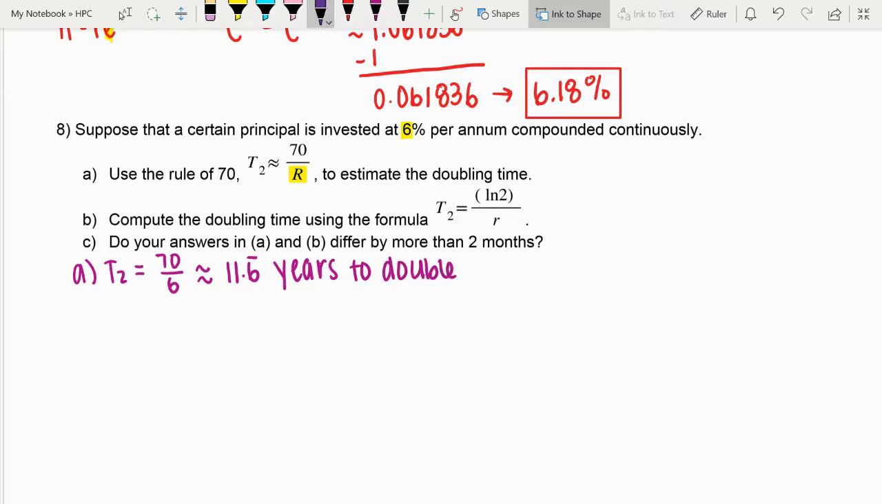In part B, we want to compute the doubling time using the formula, the natural log of 2 divided by the rate. This time we have the lowercase r, so we are going to switch that percent to a decimal. So I have my doubling time is equal to the natural log of 2 divided by 0.06, and that gives us approximately 11.552 years to double.